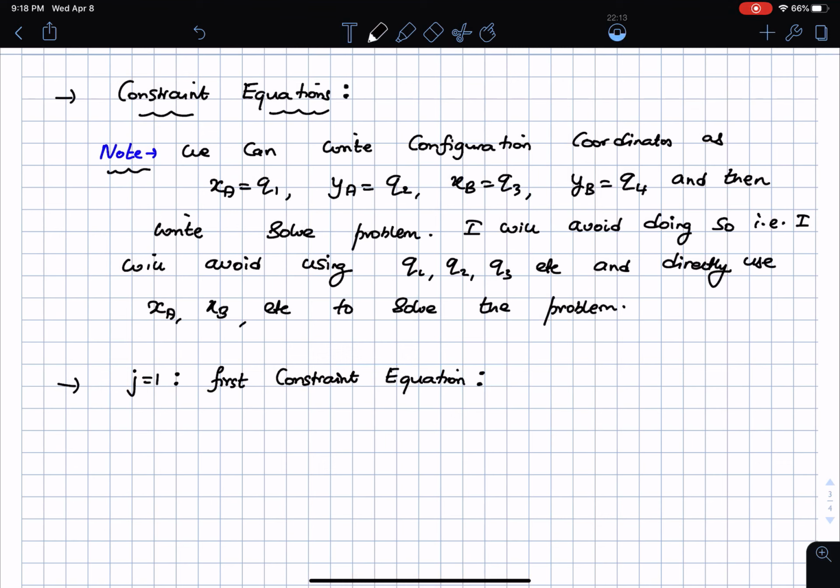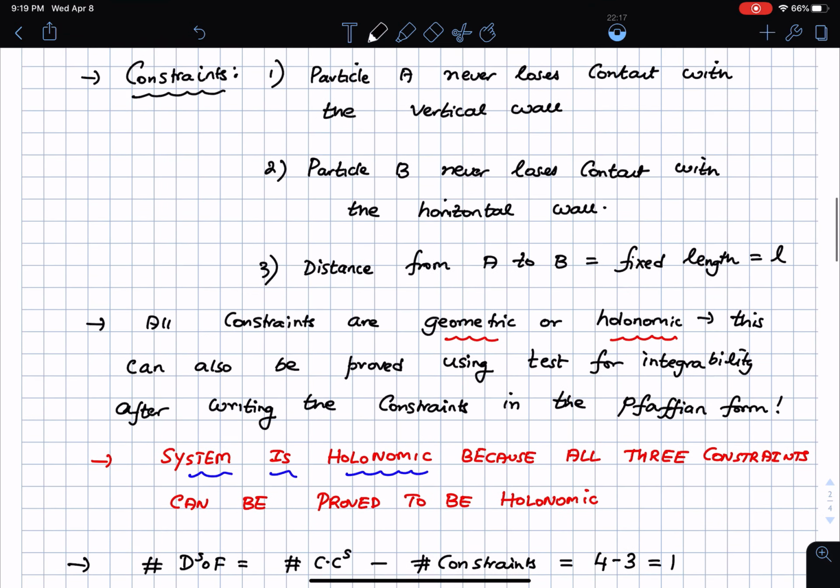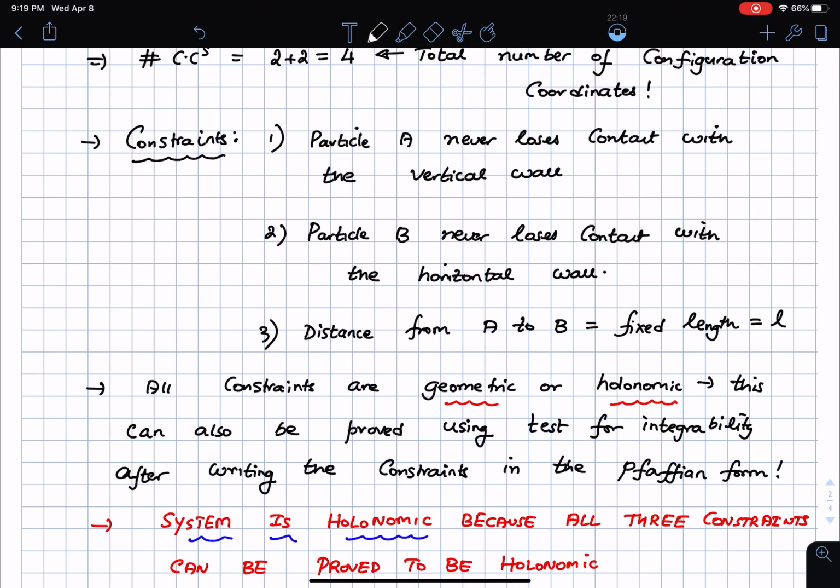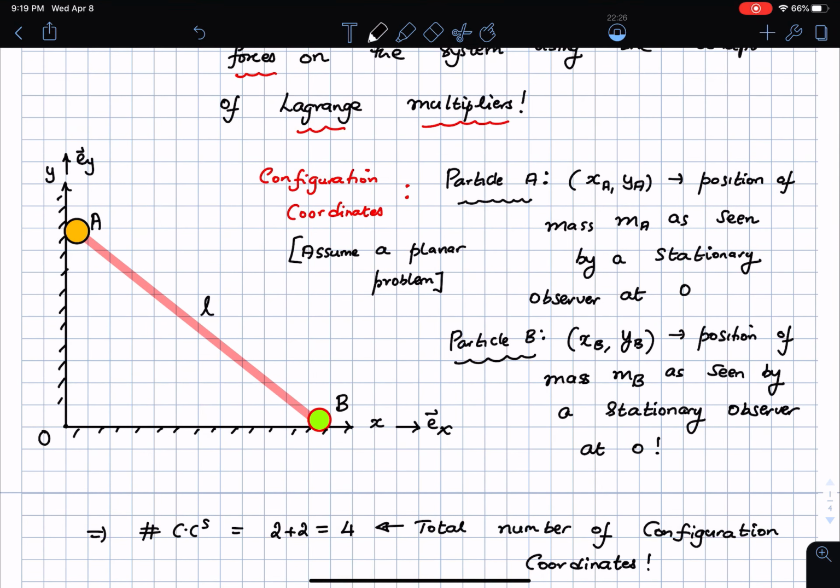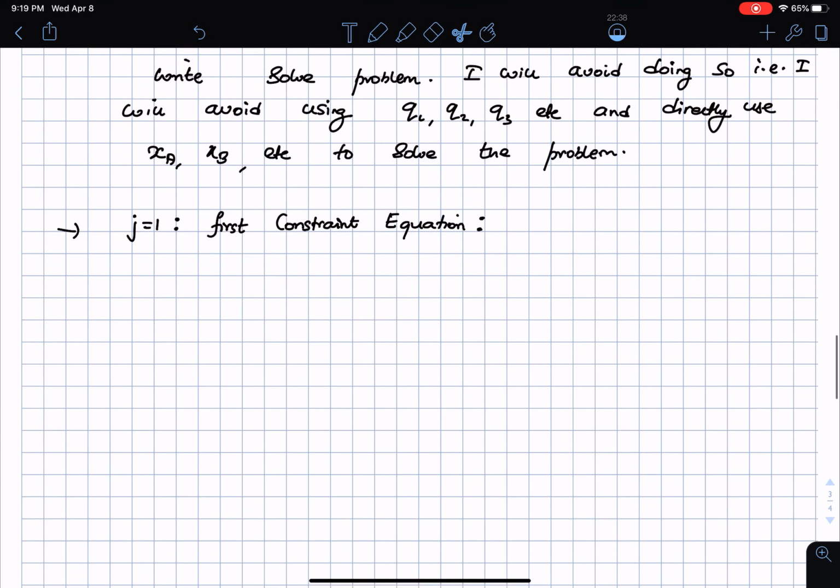This constraint says that... what is the constraint? The constraint, if I move back and show you, is that particle A never loses contact with the vertical wall, which means that for particle A, the location XA is always going to be equal to 0. So maybe I should take this figure here and bring it back down below, because I'm just going to copy that and bring that here.